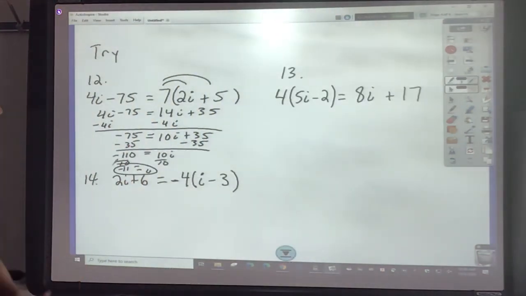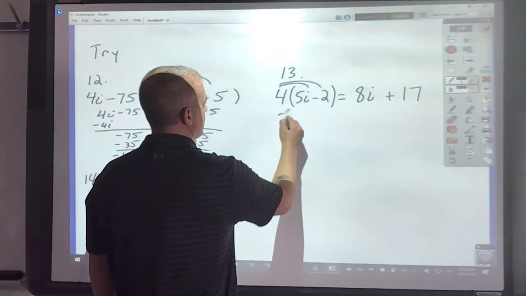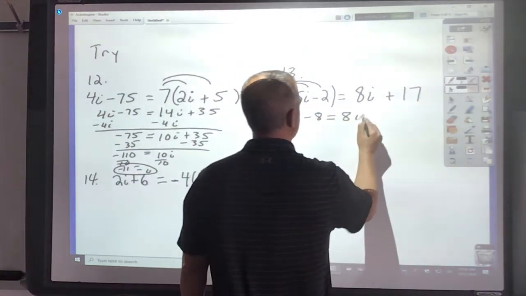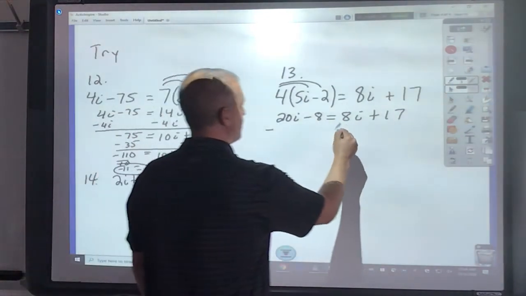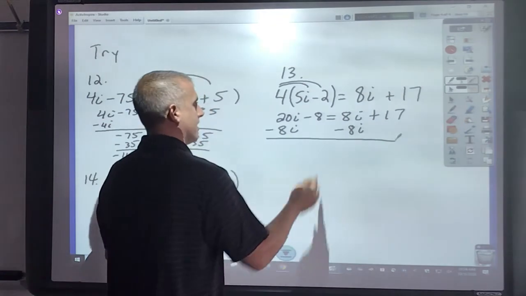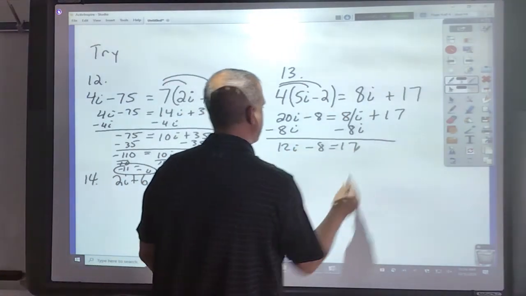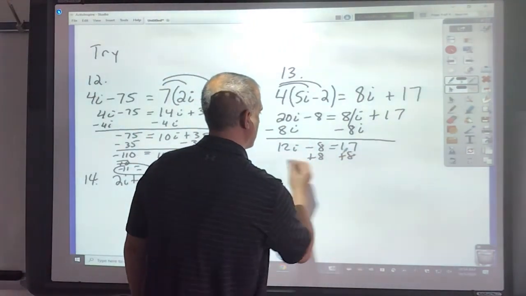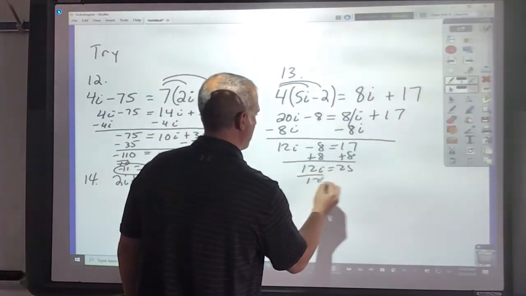This one, I do 4 times 5i, which would be 20i. 4 times negative 2 would be negative 8. So I got to move one of the i's. I'm going to move the 8i in this case, so I would subtract 8i. So that goes away. I got 12i minus 8 equals 17. I have to move this one first. So 12i equals 25 and divide by 12.